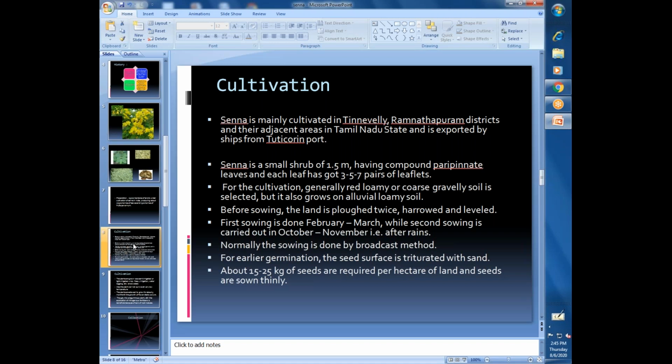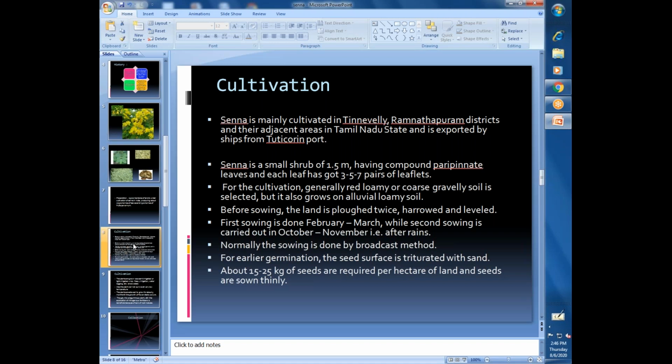Then the first sowing is usually done in February March, and the second sowing is done in October and November. So after the rains, it is usually sown, and normally the sowing is done by the broadcast method. The broadcast method is just taking the seeds in your hand and spreading them. It is not sowing one by one, or in a line, or growing the seedling separately and then transplanting. No, it is just like broadcasting. You just throw it in the field.